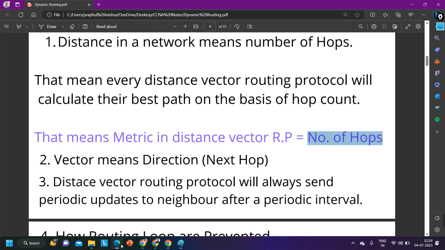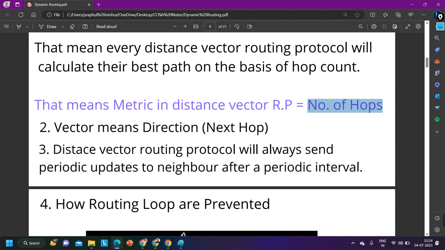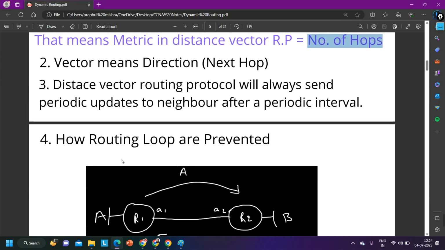Now, this is the concept of metric. So metric in distance vector routing protocol is simply the number of hops. After that, we have the concept of loop avoidance mechanism in distance vector routing protocol. Let me discuss that also. But vector means, guys, direction. Direction means next hop IP address.